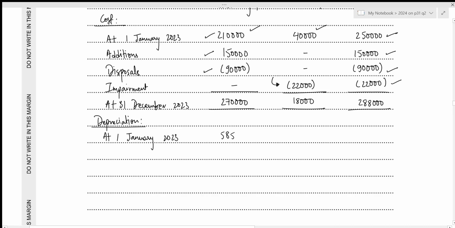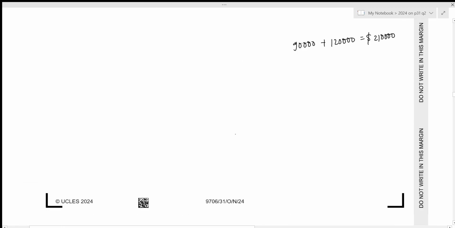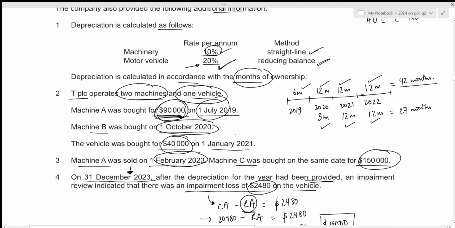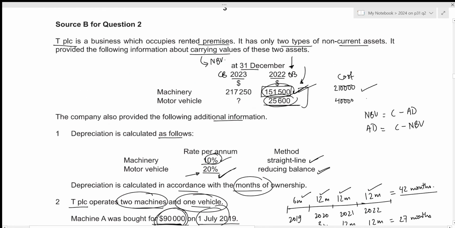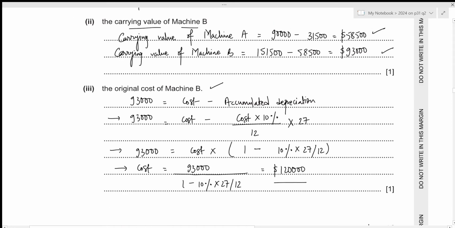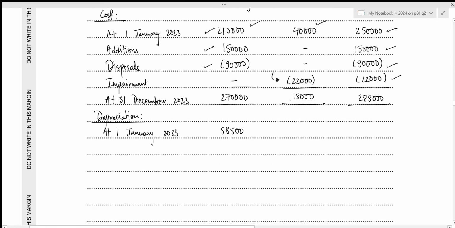58,500. Then we repeat the same process for the motor vehicle as well. For motor vehicle, the cost was 40,000 and the net book value is 25,600. So the accumulated depreciation will be equal to 40,000 minus 25,600, which results in 14,400. Okay, so the total of the accumulated depreciation will be 58,500 plus 14,400, which results in 72,900.